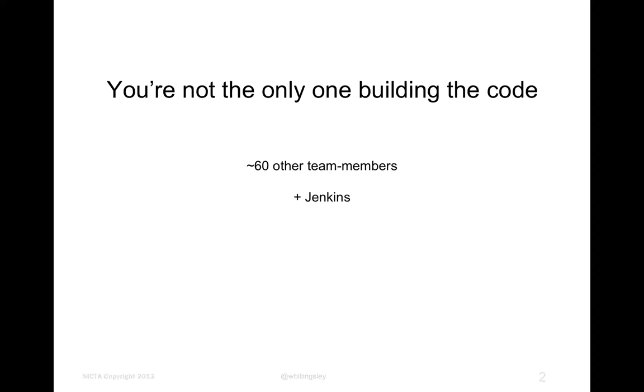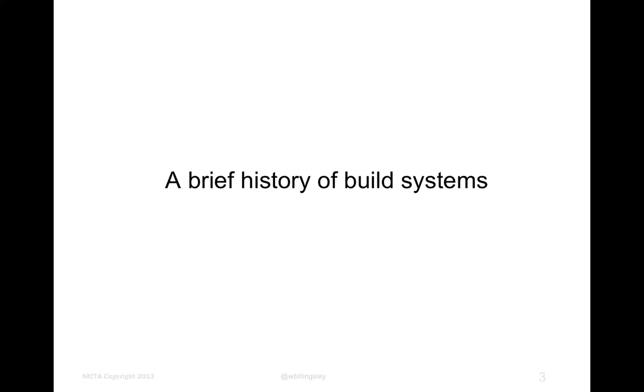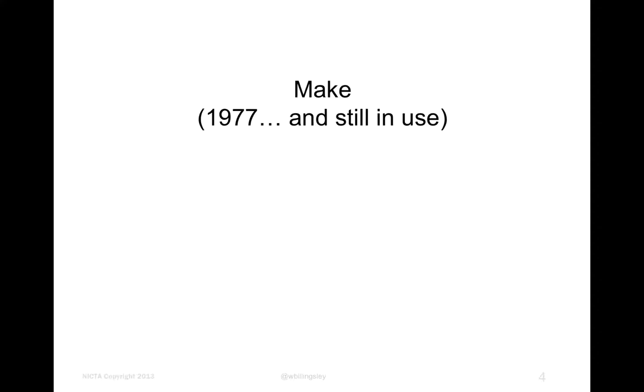So let me give you a brief history of build systems, and let's start in the first part with one that you may have come across before if you've done any C programming. And this one is called Make, and it dates back to 1977, so it's 40 years old, but it's still in use. Sometimes we get things right in technology, and technology hangs around. And this was a case where the technology had a really good idea in it, and it has stuck around.